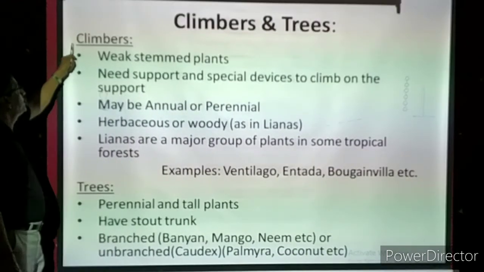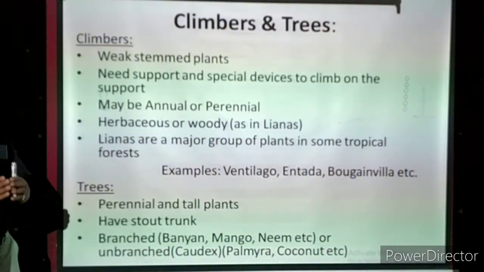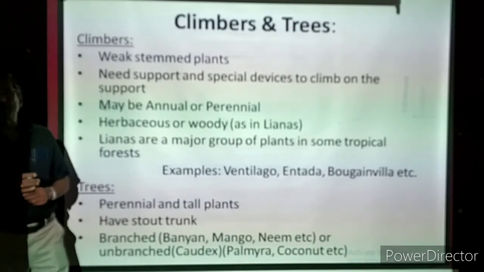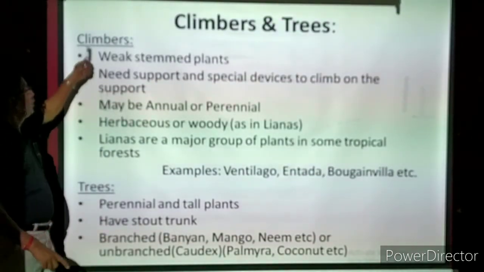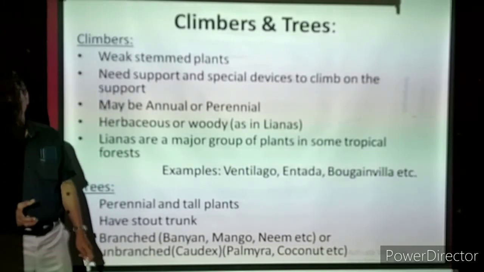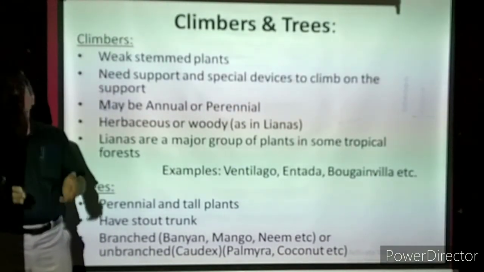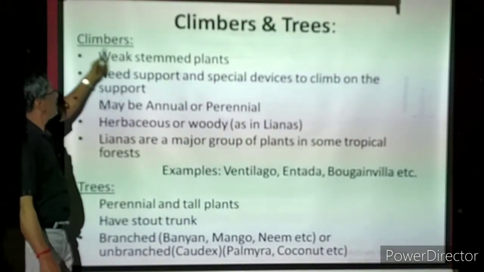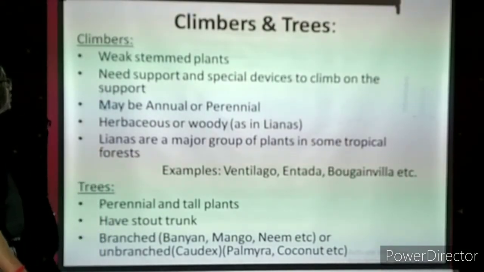Then the third group of plants are called climbers. There are certain plants which have a very thin stem, so the stem cannot stand vertically erect above the soil. So they are called weak stemmed plants. But whenever a support is available, whatever the support may be, it can be a wall, or a pillar, or another very strong plant, they climb on the support and grow well.